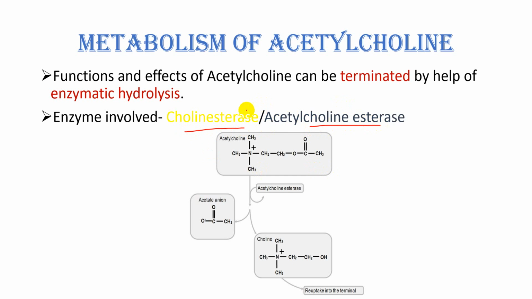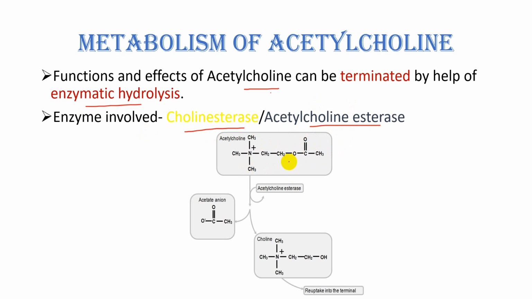Cholinesterase or acetylcholine esterase. So to inhibit or stop the action of acetylcholine, what can be done? Enzymatic hydrolysis. Which enzyme is involved in this? Cholinesterase or acetylcholine esterase. See here, this is the structure of acetylcholine. This part is the choline part, and this is the CH3COO, the acetyl part.